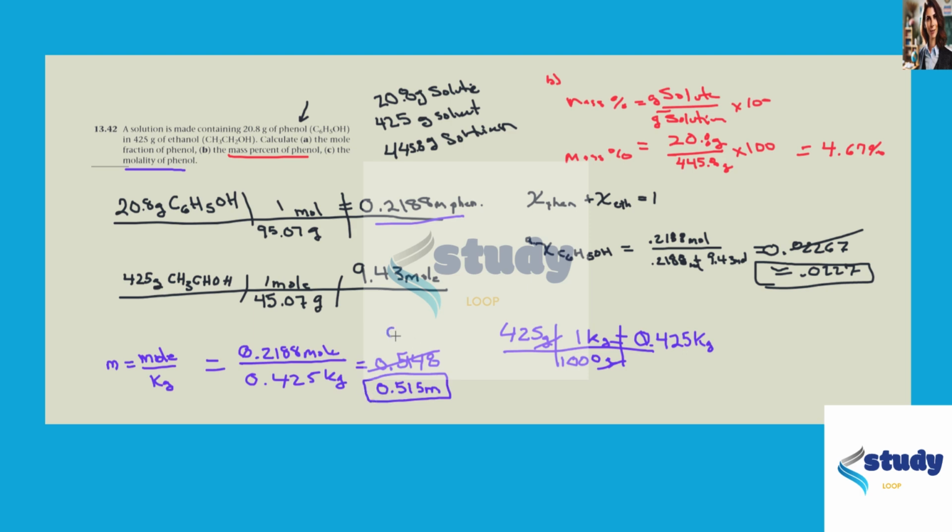All right, so we've solved part A, which was the mole fraction of phenol. Right here, we used our mole fraction information. B was our mass percent. We used our mass percent formula. And C is molality. So remember on tests to write down the formulas before you start. And you're sure to get some partial credit, even if you put all the numbers wrong in your calculator.